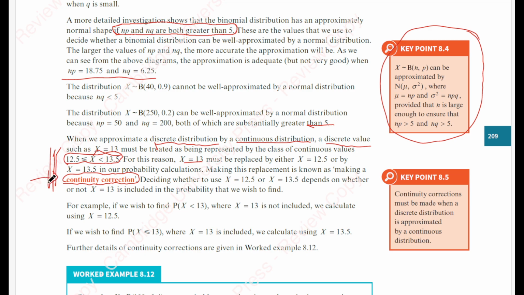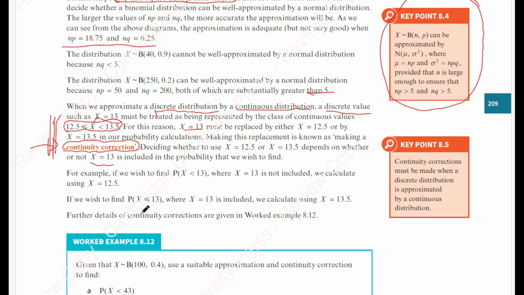So please pay attention to that. If you don't understand this, ask me questions afterwards. But this is important. Deciding whether to use this or this depends on whether or not x is included, so we have to understand whether it's included or not. We will see it in examples, and you will understand it.